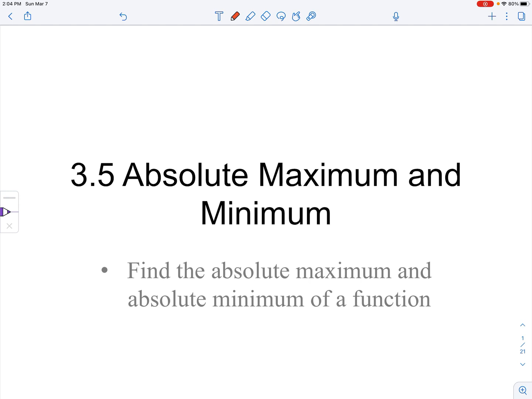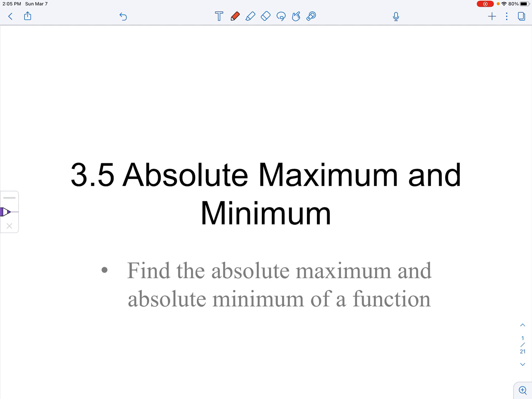So this video is on section 3.5 from your textbook, which is titled absolute maximum and minimum. And in section 3.4, you were identifying relative maximum and minimum values, also known as relative extrema. And the word you could have switched with relative was local extrema, right? Relative and local are interchangeable, just depending on who you're talking to or what textbook you're looking in.